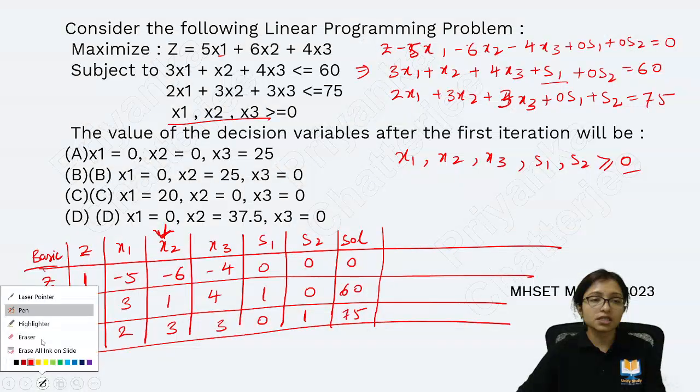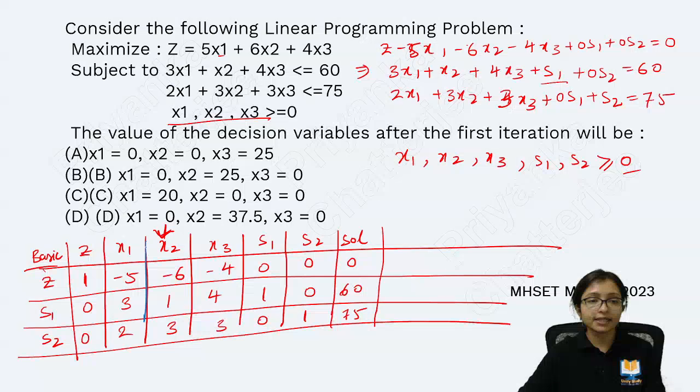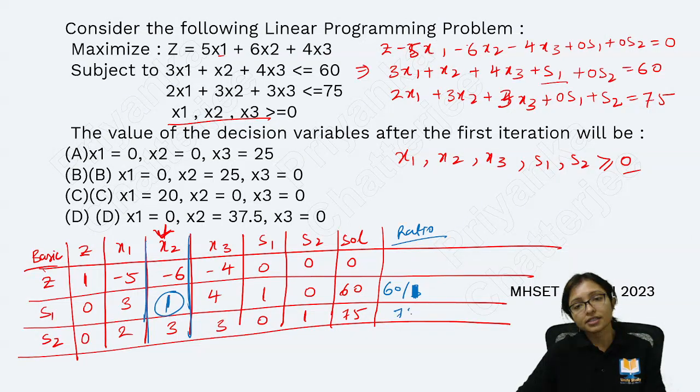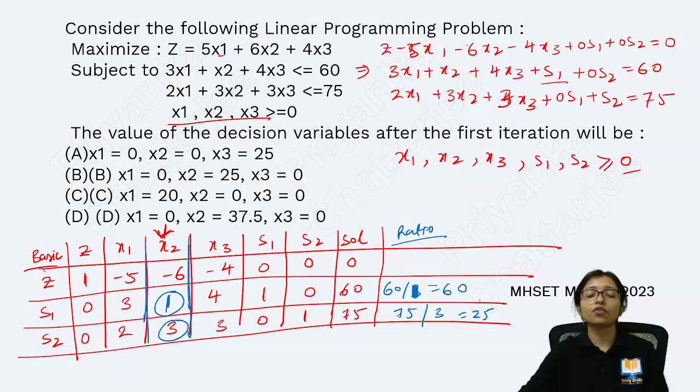If this is my entering variable, then it is my pivot column. I got the pivot column. Now I will do the ratio here. How to do the ratio? Here just 60 by 1, because 1 is your coefficient, and here 75 by 3, that is your coefficient. So here you are getting 25, here you are getting 60. Which one is your pivot row? Definitely this one, because it is the minimum positive number. So S2 will be your pivot row.